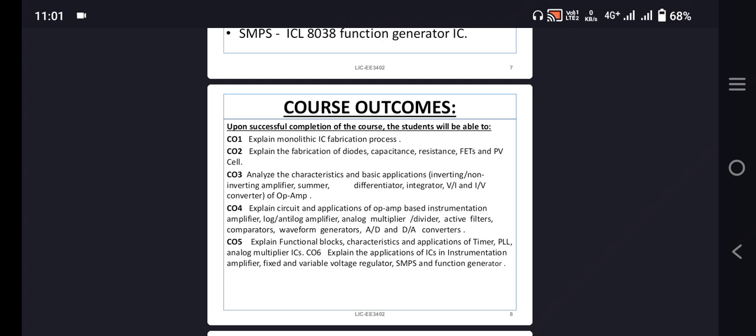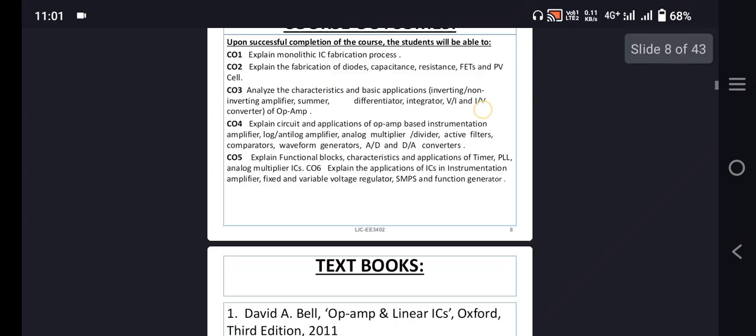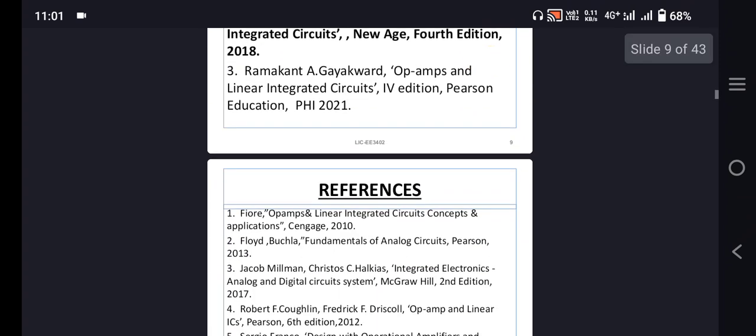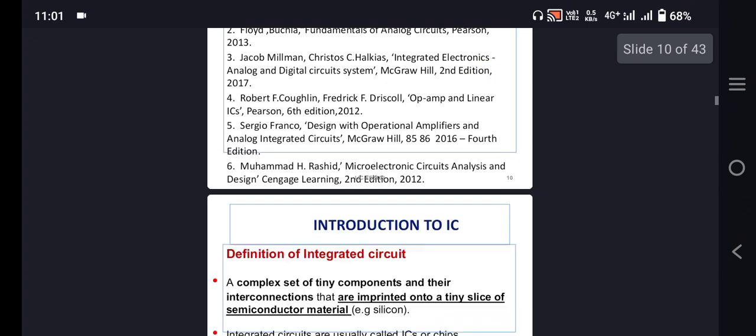The course is designed to provide 5 outcomes. The textbook is Roy Choudhury. There are several references also.